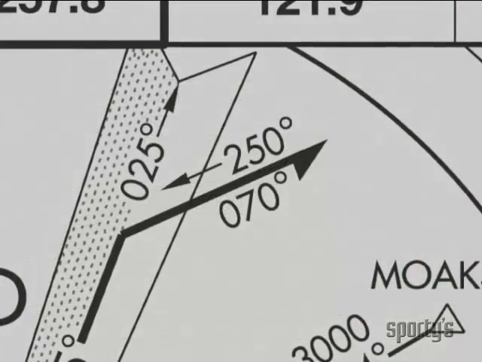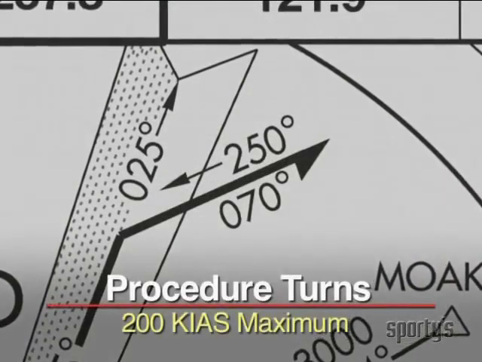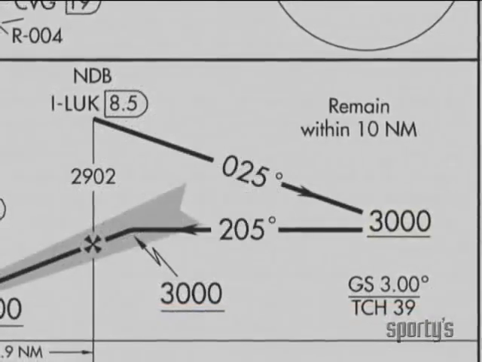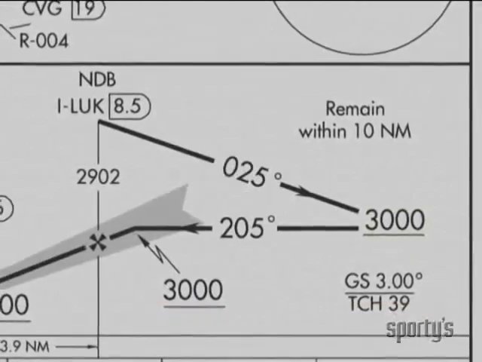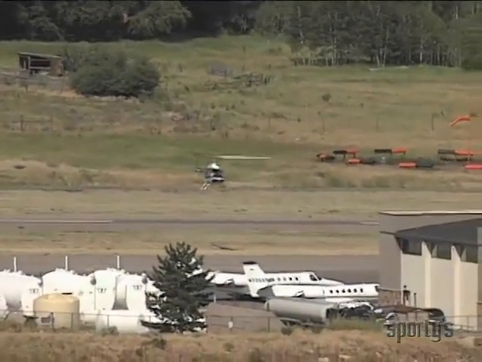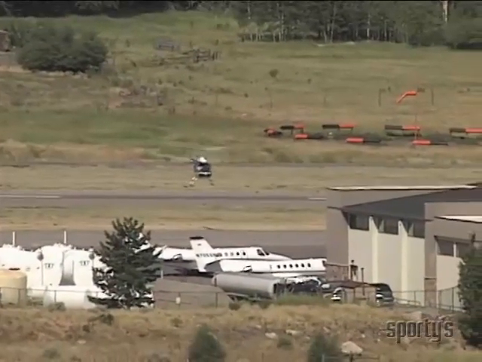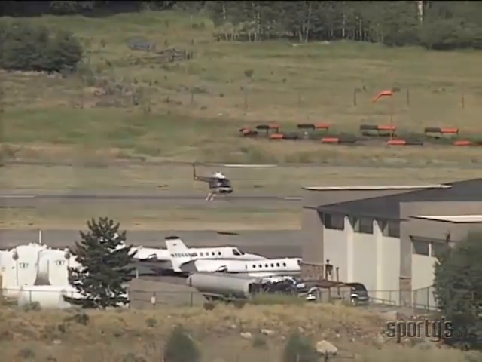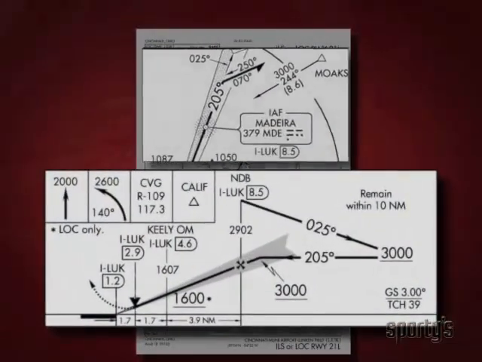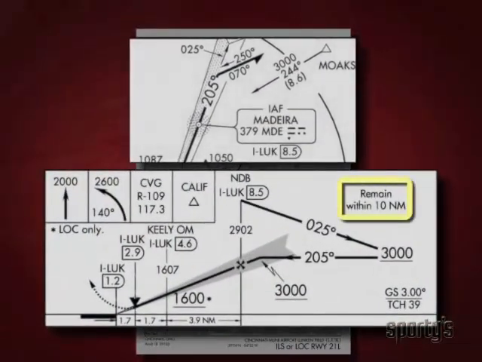Procedure turns are used to reverse direction and establish the aircraft inbound on an intermediate or final approach course. The altitude shown on the chart for a procedure turn is a minimum, and the maneuver must be completed within the distance shown on the chart. The distance is usually 10 miles, but may be 5 where only Category A airplanes and helicopters operate, or may be extended to 15 miles to accommodate high-performance aircraft. Both this distance and the side of the course on which the procedure turn is charted are critical because only by following the procedure are you assured of terrain and obstruction clearance.